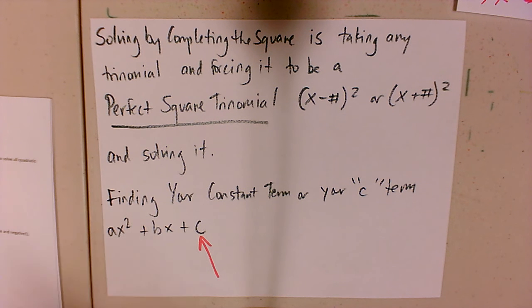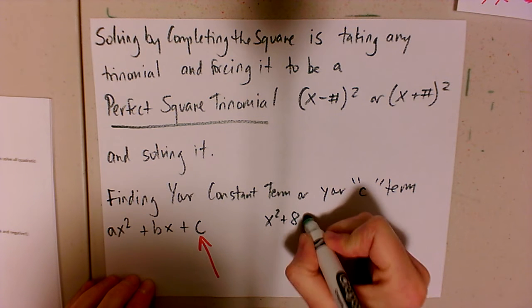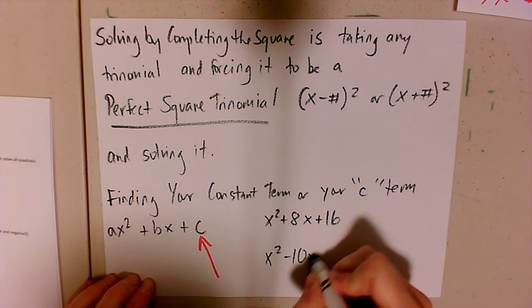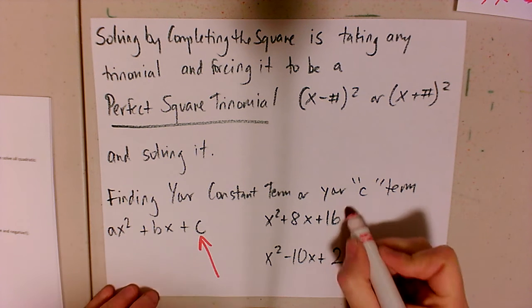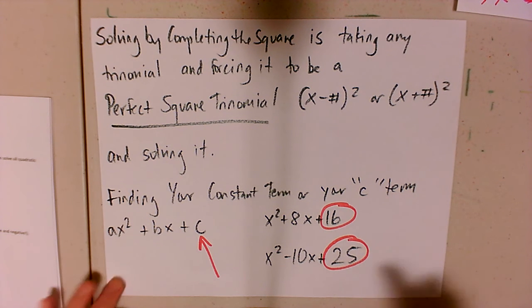So from those trinomials that I threw up a few minutes ago, we had x squared plus 8x plus 16, and then x squared minus 10x plus 25. What you're going to be working with, and what you're going to be focusing on, and how you're going to be doing a lot of stuff is with those last numbers at the end. You'll be paying attention to those and doing stuff with those. Okay, so that's kind of the background information on completing the square.